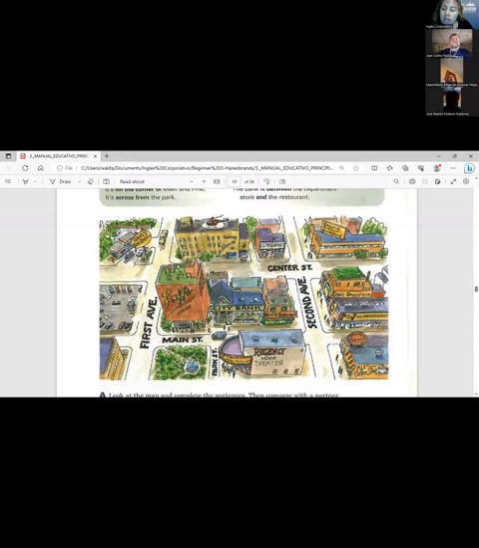A bank. A department store. A hospital. Theater. Good. A supermarket. A post office. And a restaurant. A gas station. Good. A park. Yes. And what else? Anything else? A drugstore. Yes. Okay. And a shoe store. And a coffee shop.